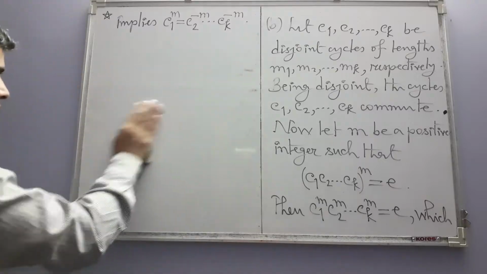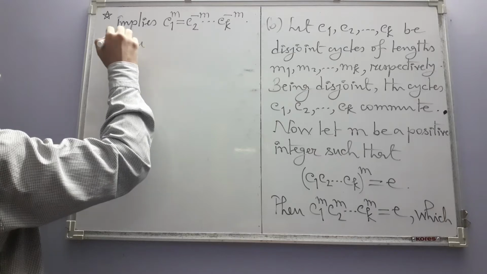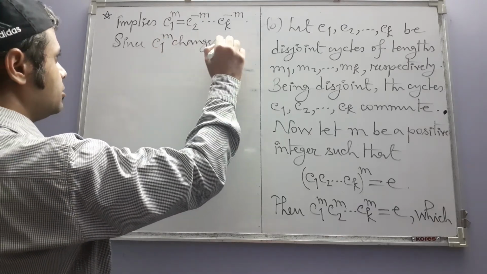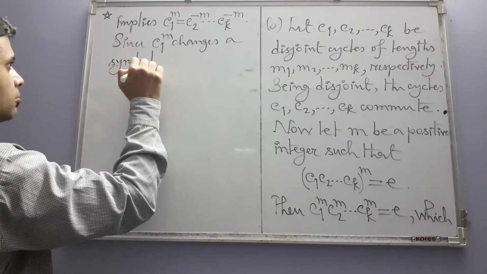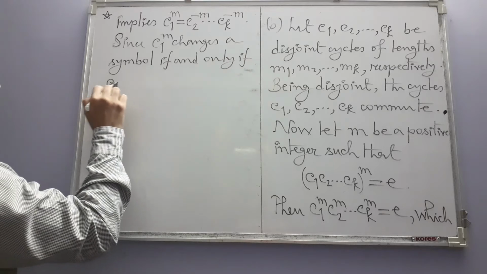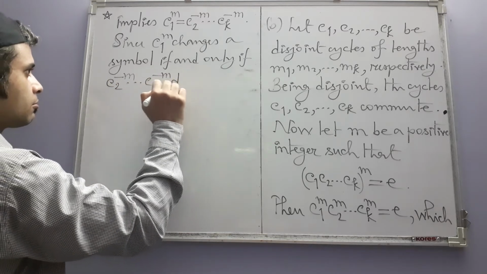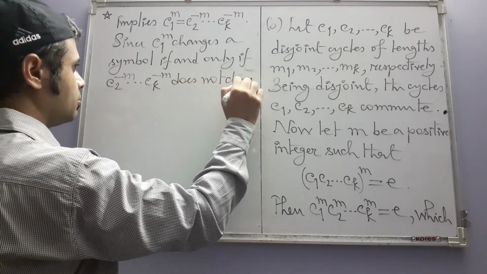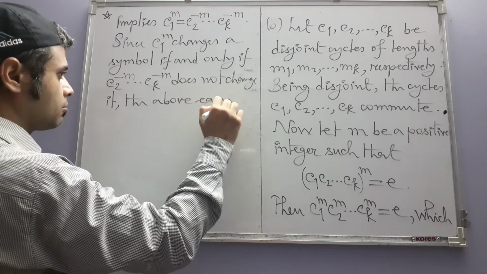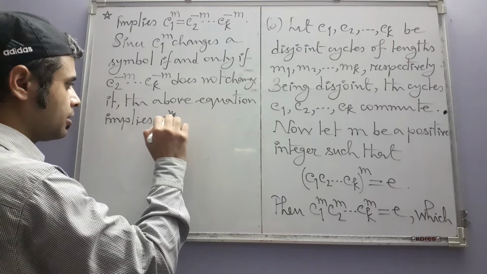And we are going to write the reason also like this. Since it changes a symbol if and only if it does not change it, the above equation implies that both of them must be equal to the identity.